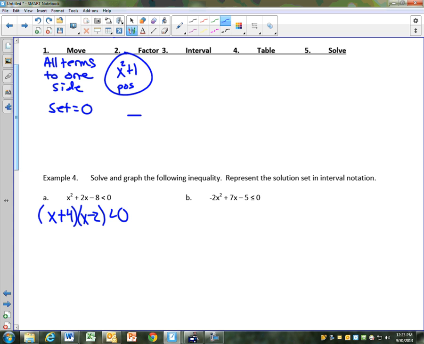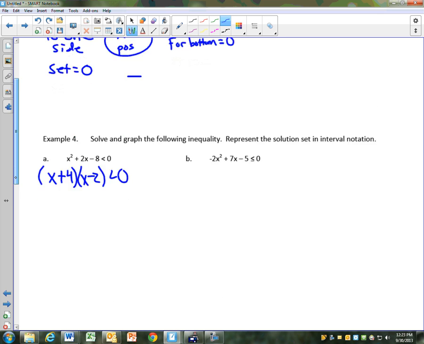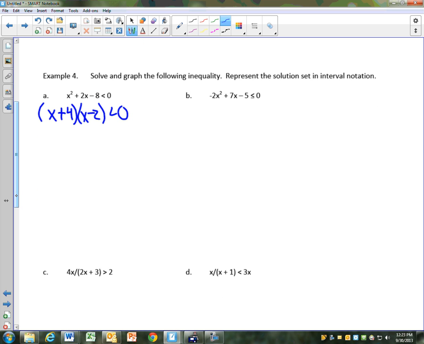Third step is we set up the interval for the top equal to 0 and for the bottom. Now there is no denominator here, so where is the top equal to 0? For what values? Negative 4 and 2? Set up my intervals on my number line.